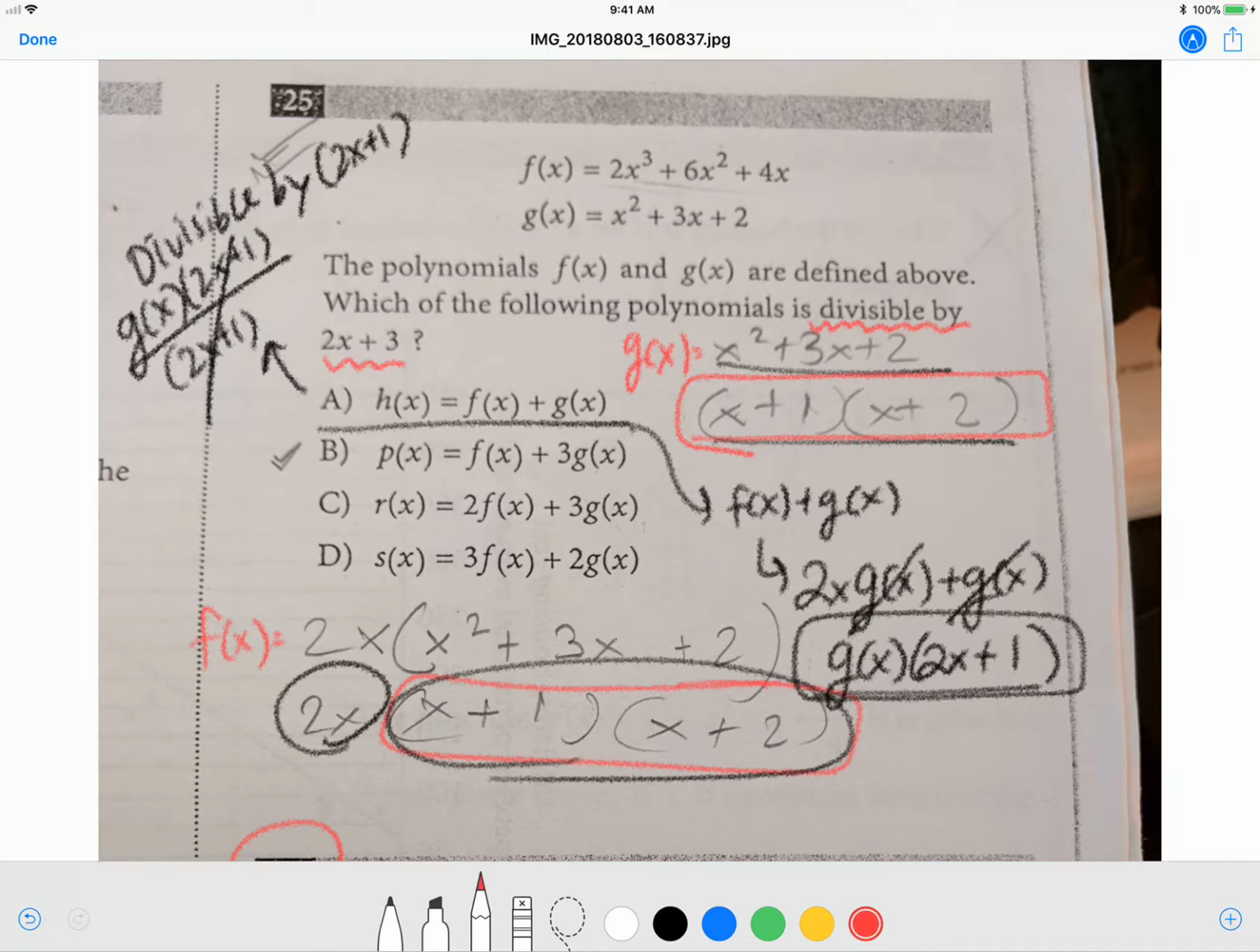So in order to make this plus 3, it makes sense that there's got to be a 3 in front of this, right? So what answer choice am I looking at? I'm looking at answer choice B. Look at that. F of x plus 3 g of x.